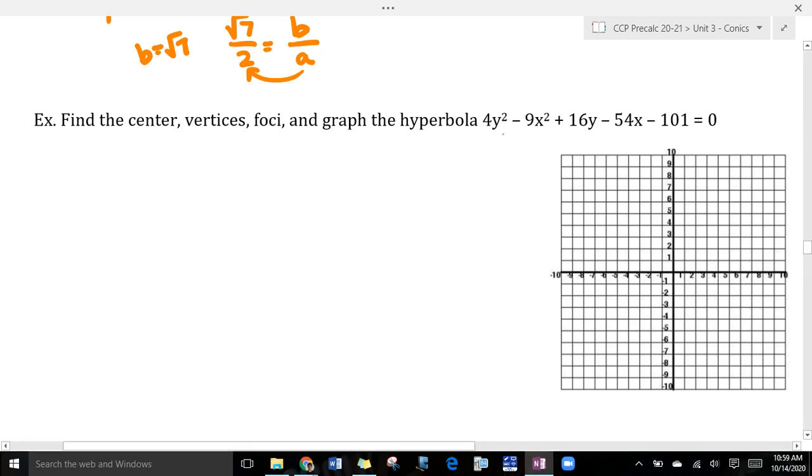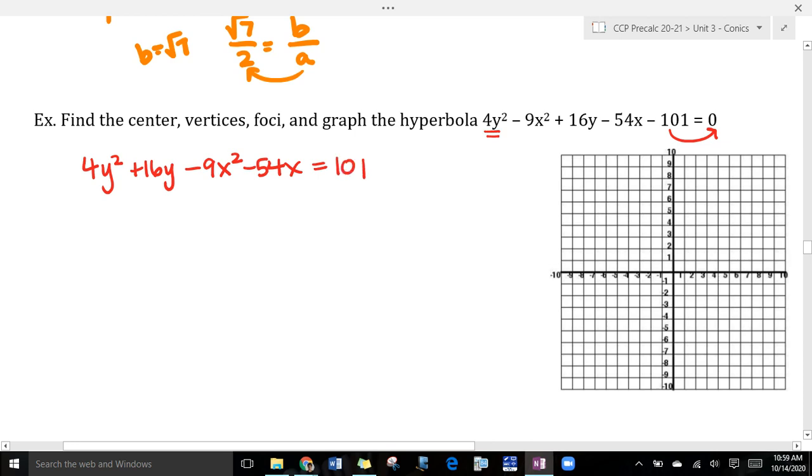All right, so with this equation, I want to rearrange it. So I want x's and y's grouped together. Now it's a little different here because I would like to keep the positive squared term first, because we're going to have a positive squared term and a negative squared term because of the minus that's built into our equation. So in this case, I'm actually going to put my y's first because they're positive. So 4y squared, looks like I have a plus 16y. Now I'm ready for my x's. So minus 9x squared minus 54x. And just like always, I'm going to go ahead and take that 101 and add it to the other side.